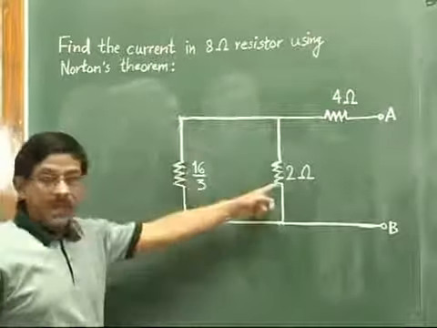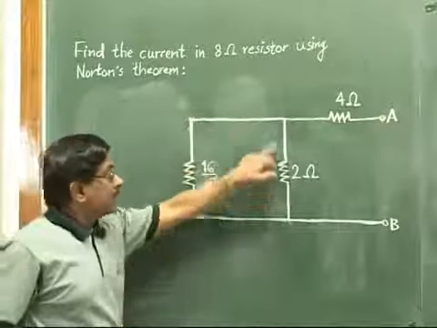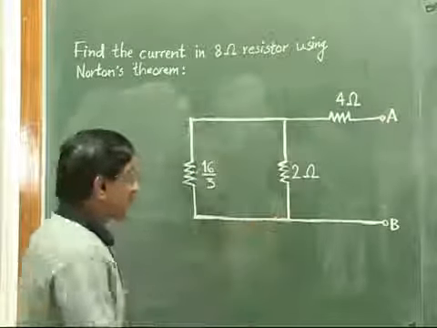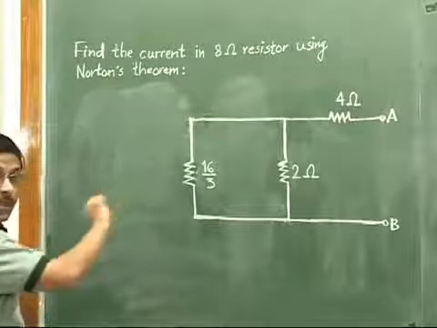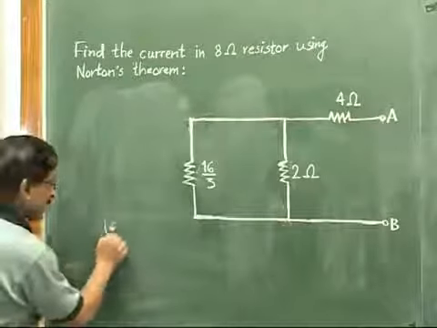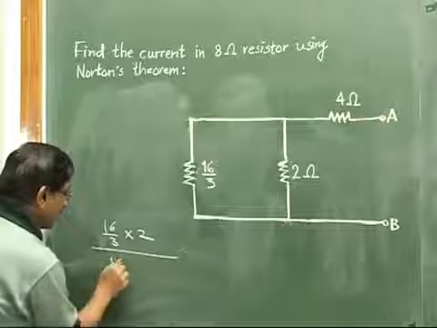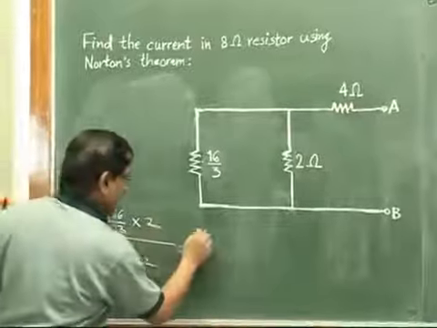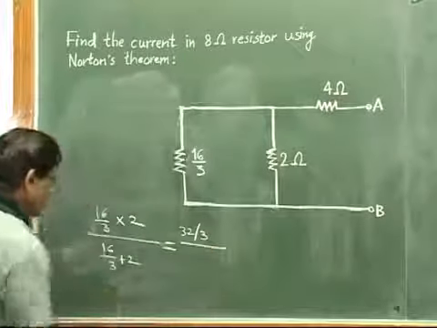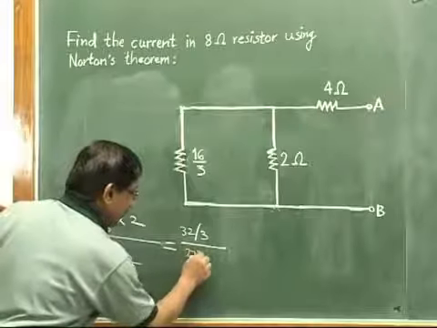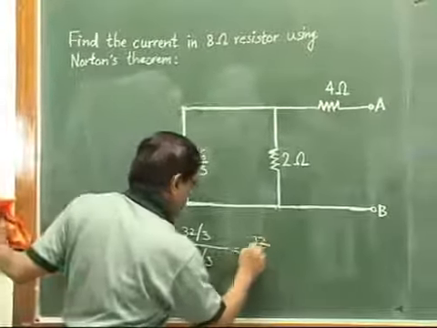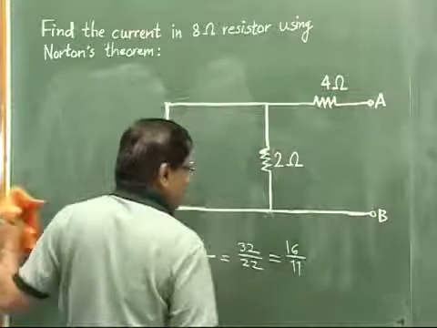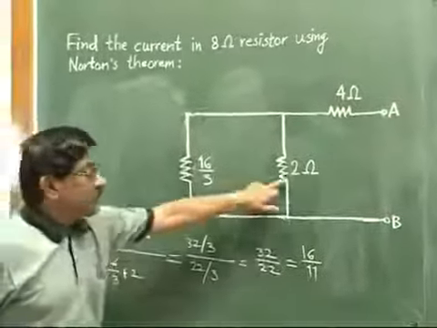Now see here, this 16 by 3 and this 2 ohm are in parallel again. This branch is like this, and across the same two nodes this 2 ohm is there. So again, the parallel combination is product divided by sum. So 16 by 3 into 2 divided by 16 by 3 plus 2. We have to calculate it this way. So it will be 32 by 3 in the numerator, and in the denominator it will be 22 by 3. So it will be 32 by 22, which is equal to 16 by 11. So 16 by 11 will be the value of this parallel combination.